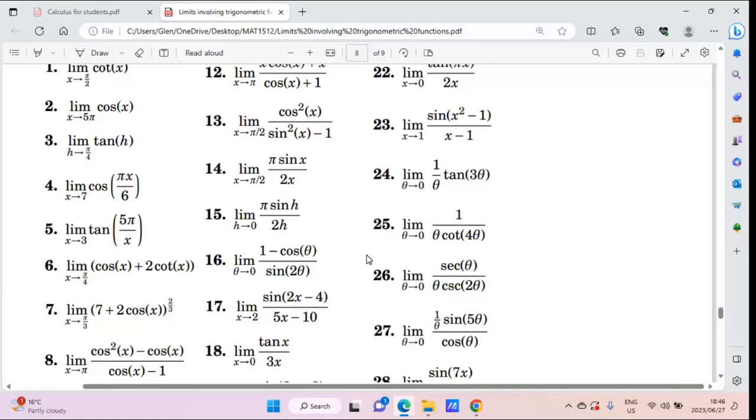Okay, Lerato, are you following? Where is Lerato now? Yes, I'm following. Then secant, Lerato, is the replica of cos. So it's 1 over cos.